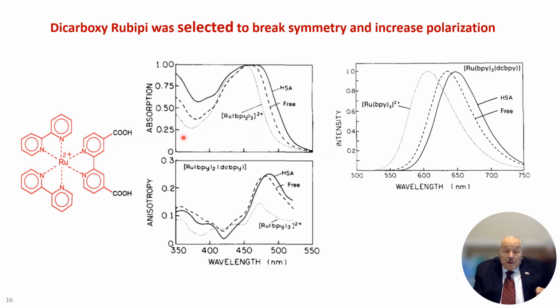And first of all, I'll point out that we were correct when the dicarboxylic acid, this is the anisotropy spectrum. Remember that's something that's measured in frozen solution, and that has a peak anisotropy around 0.12 or so. But the dicarboxy went all the way up to 0.25, and that's plenty for polarization purposes. So that turned what normally is a very symmetrical probe into something that has useful polarization.